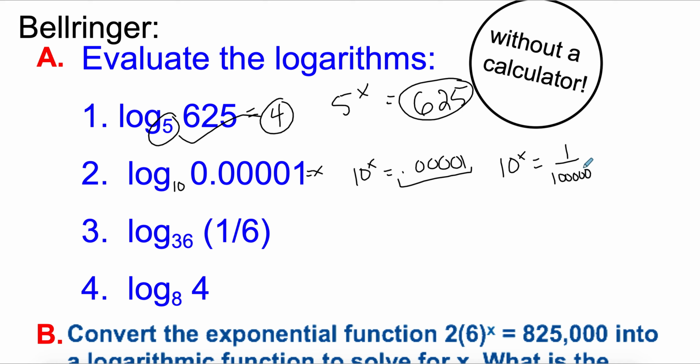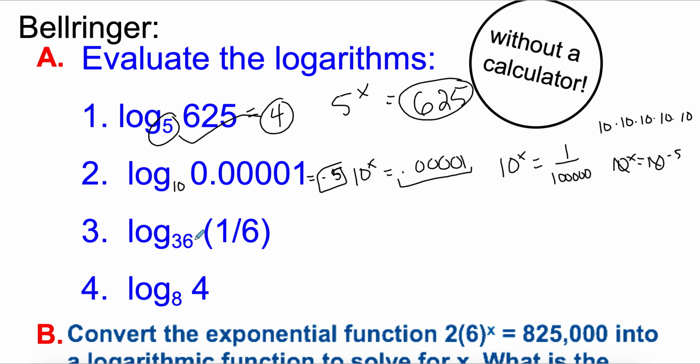So how can I rewrite this as a power of 10? Well, if I want to get to 100,000, that would be 10 to the fifth power. 10 times itself 5 times would get me to 100,000. Since it's a fraction, it should be a negative 5. So 10 to the x equals 10 to the negative 5. And just like the things we did before, the answer is negative 5. So this evaluates to a negative 5.